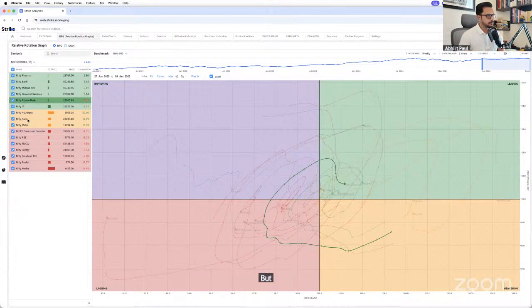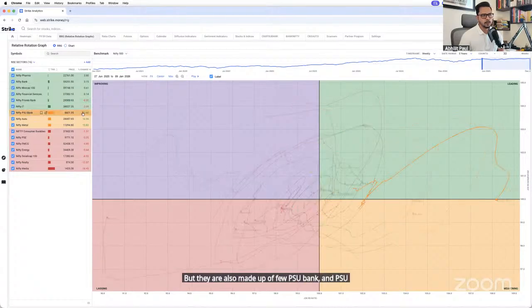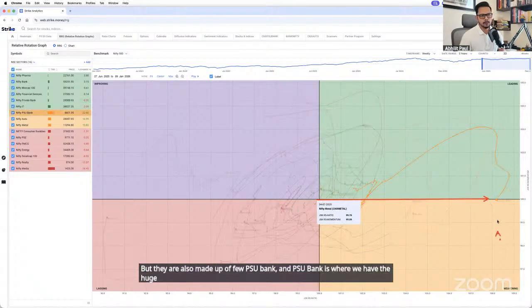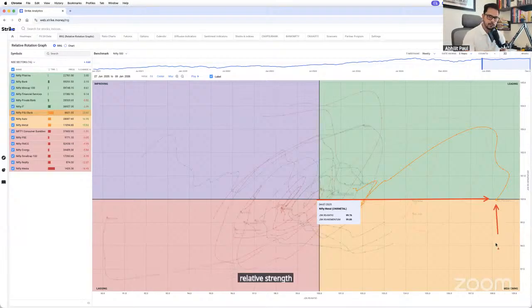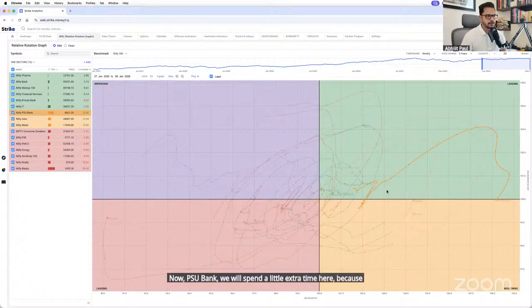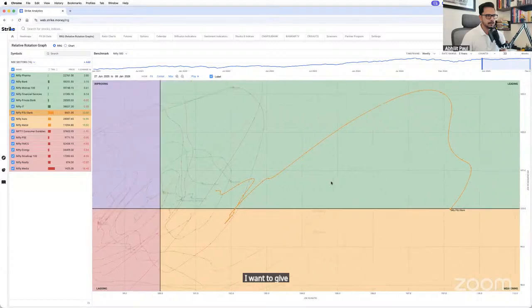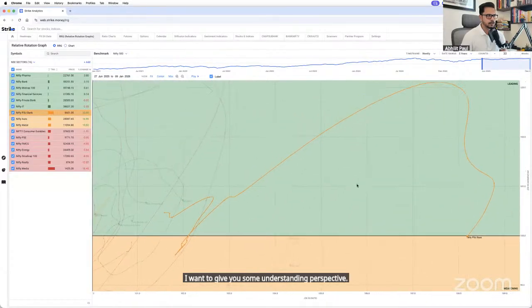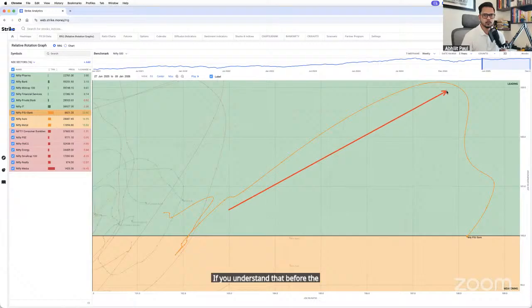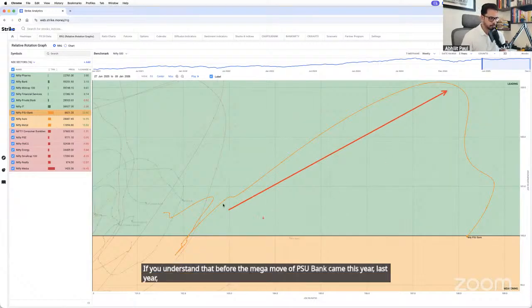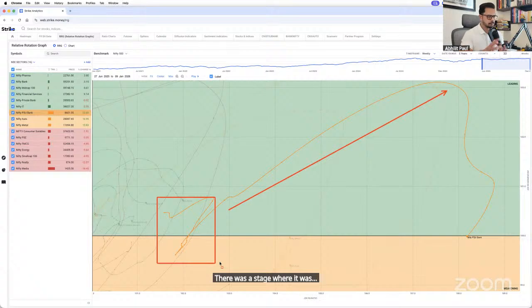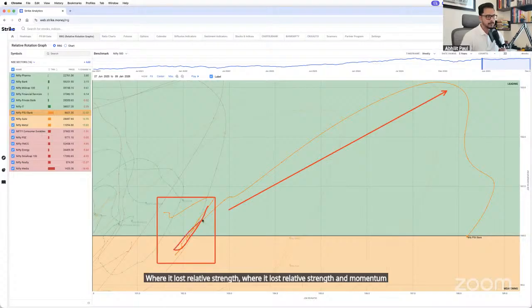But they are also made up of a few PSU banks, and PSU bank is where we have the maximum amount of relative strength at this juncture. Now, PSU Bank, we will spend a little extra time here because if I zoom in, I want to give you some perspective. Before the mega move of PSU Bank came this year, last year, there was a stage where it was not having enough clarity. It was within a very narrow range, the RRG, where it lost relative strength and momentum, then picked up.